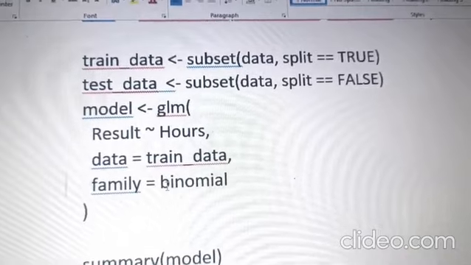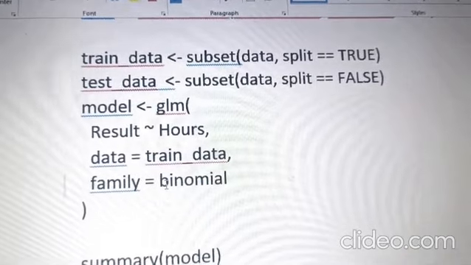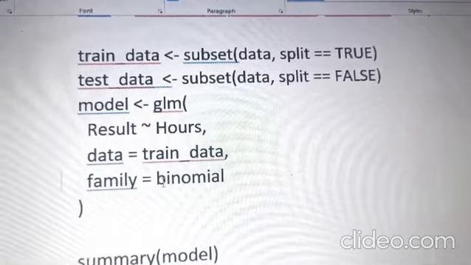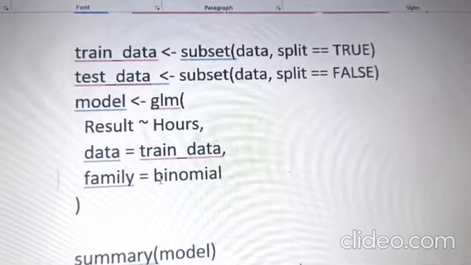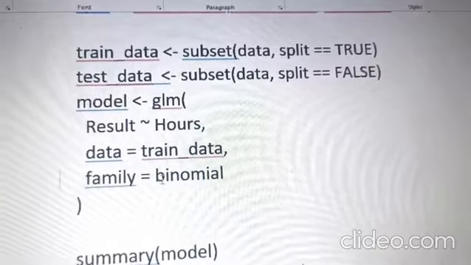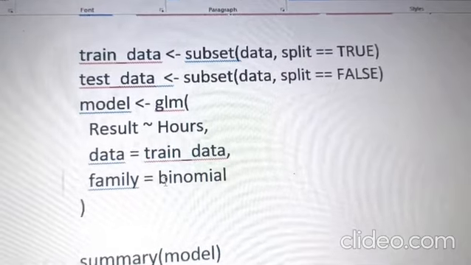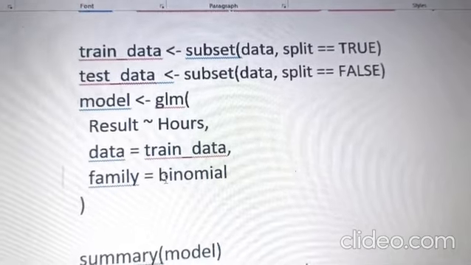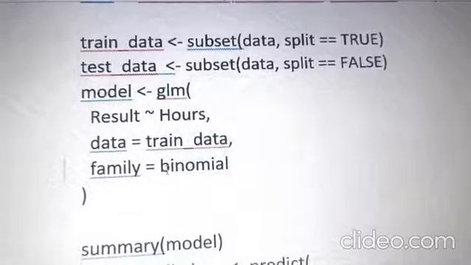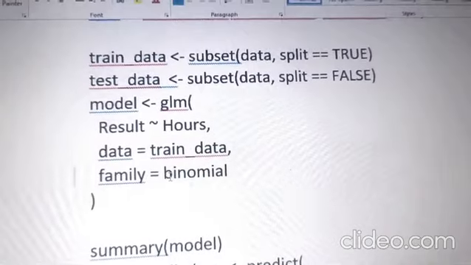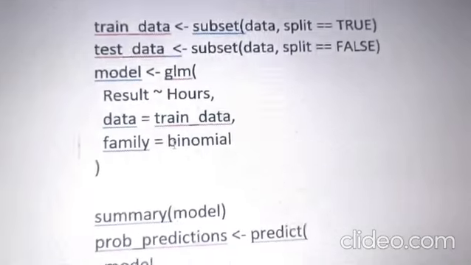So the model parameter is given as binomial. Data is for training the model, we assume the train data, and the result value is given as hours. Result depends on the hours.